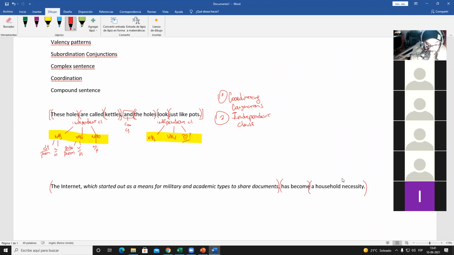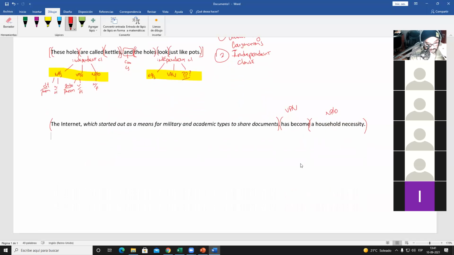Now the easiest part. Household necessity. I believe this is a noun phrase acting as an object. Has become is the verb phrase. And then the internet, which whatever, and all the very huge stuff we have, is a noun phrase subject. Why am I saying this is a noun phrase subject? First of all, it is the doer of the action, therefore it is a subject.